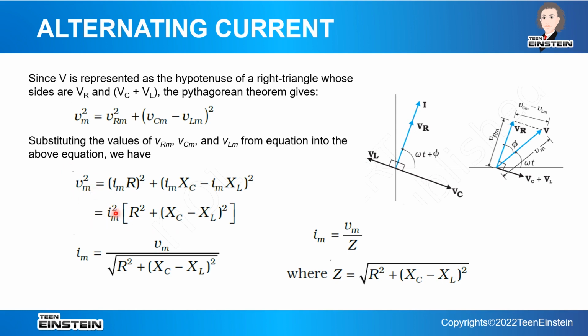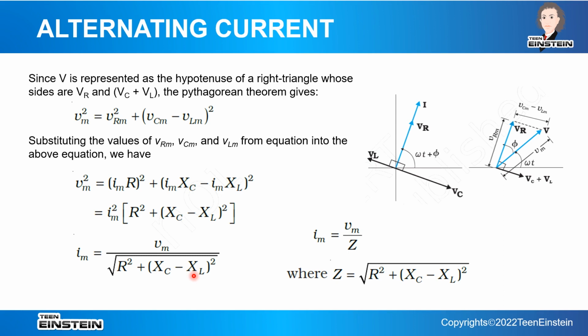So what do you do for Im? Just rearrange this equation and take the square root on both sides. Then you get Im equal to Vm divided by the square root of R squared plus Xc minus XL the whole squared. Now if you look at this equation, it again resembles Ohm's law. How does it resemble Ohm's law? I equal to V by R. Instead of R, you have this whole term which is equivalent to a resistor for the circuit.